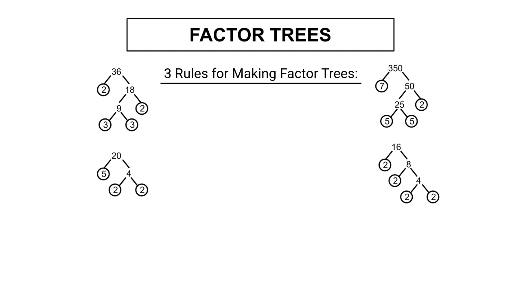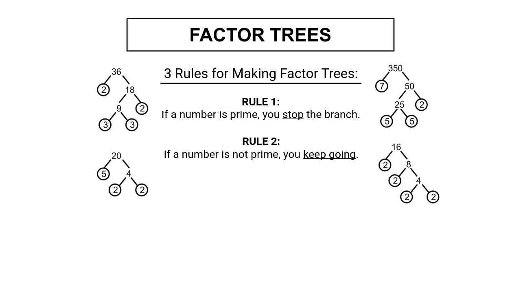Let's get into making factor trees. They're pretty easy to make, and there's only 3 basic rules you got to follow in order to make them. First rule, if the number is prime, you stop the branch. Second rule you follow is if the number is not prime, you keep going with a times table. And the third rule you follow is you never use 1 on a factor tree.